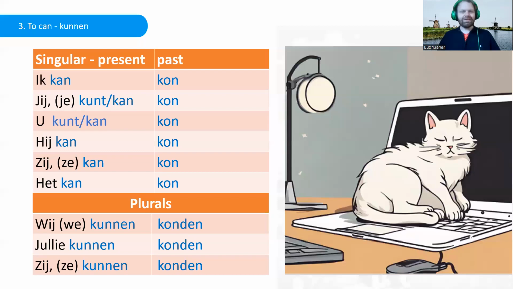So we now go to kunnen, because we will practice this together at the moment. And the present tense is ik kan. Jij or je kunt or kan. U kunt or kan. Hij kan. Zij or ze kan. Het kan.